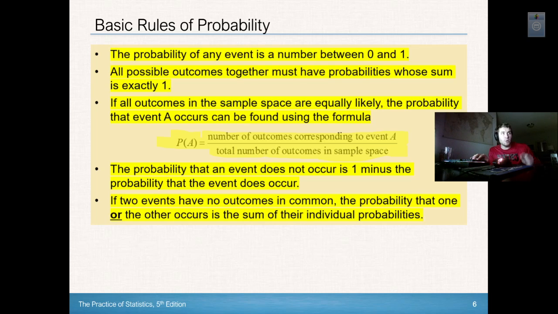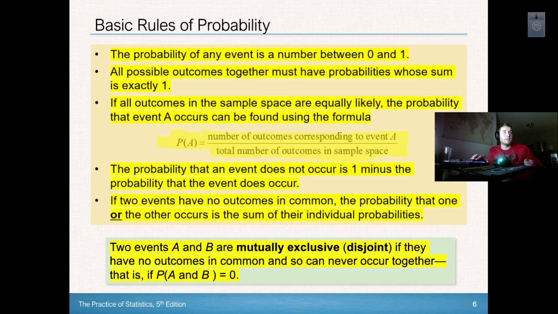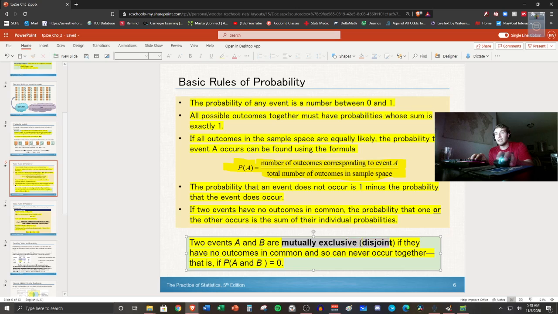Now, we have a special term for events that have no outcomes in common, and that is the events are mutually exclusive or disjoint. If they have no outcomes in common, they can never occur at the same time. So this word mutually exclusive or disjoint is how you'll see it in a lot of text. If they have no outcomes in common, make sure that you underline, this is your definition here, so you can write that. But if they have no outcomes in common, the probability that they occur at the same time, it's not possible.